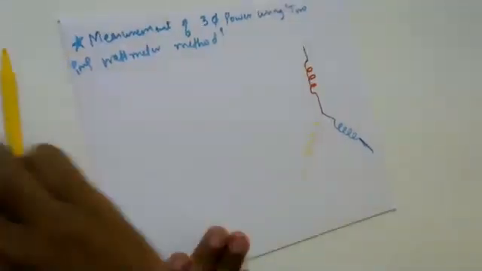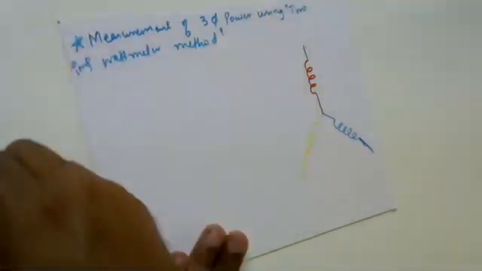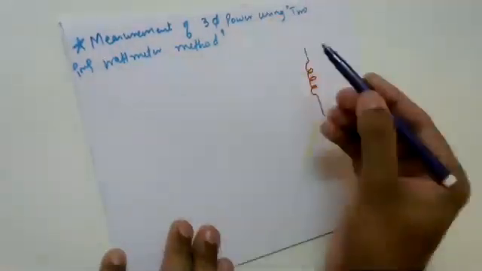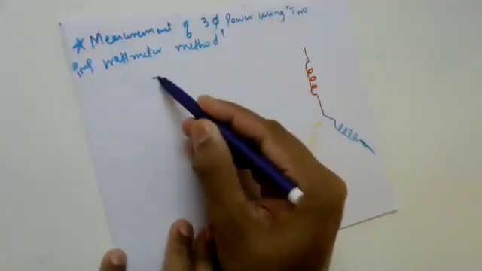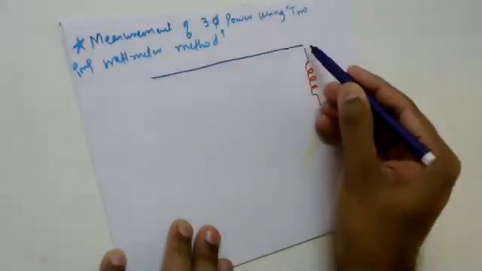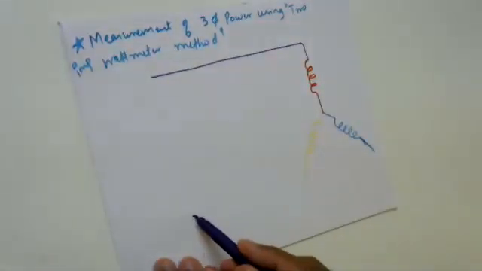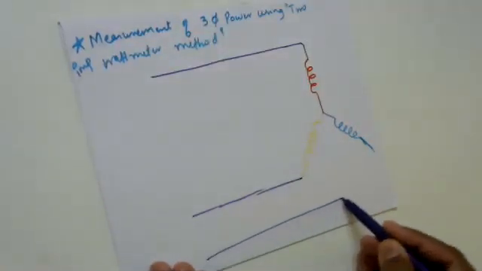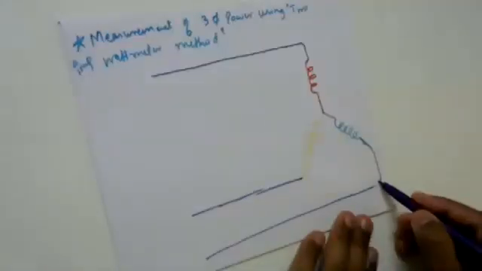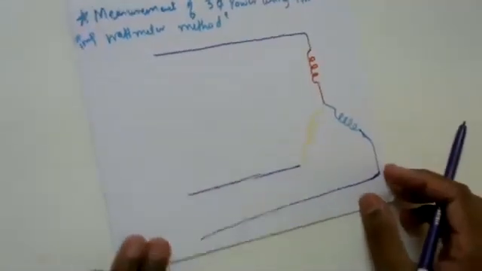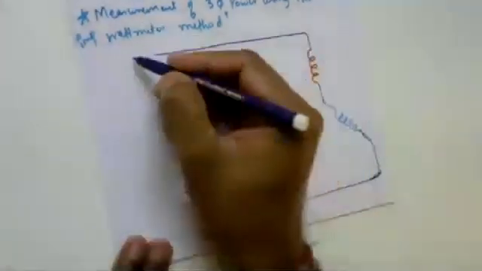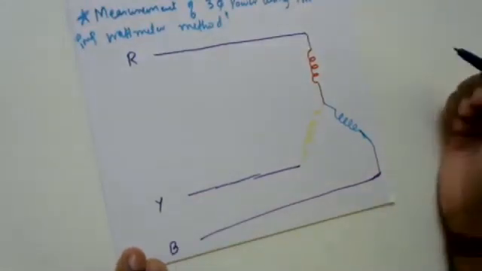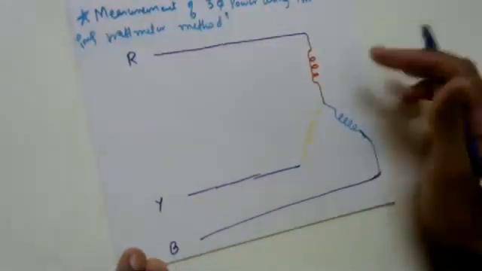So I can simply say that the three-phase load what I'm having in my circuit, I can just represent it somewhat like this. So this is my R phase, the Y phase, and the B phase. Okay, so this is my star connected load.